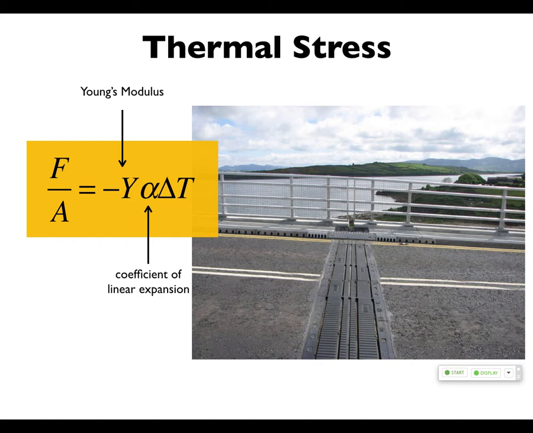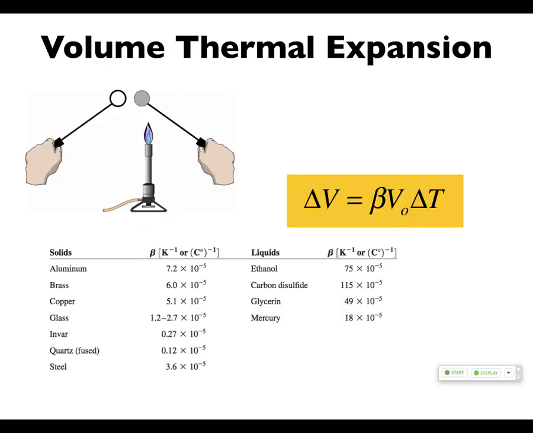This is the force over the cross-sectional area. So if you cut the bridge like this and you looked at the cross-sectional area of the bridge, you'd have the force over that area. That would be the pressure the bridge would feel, and you can measure it with a pressure sensor. You can also have volume thermal expansion. It looks pretty similar. Your change in volume is this coefficient times V, your original volume, times change in temperature. And this is your volume expansion coefficient, which is also dependent on material.